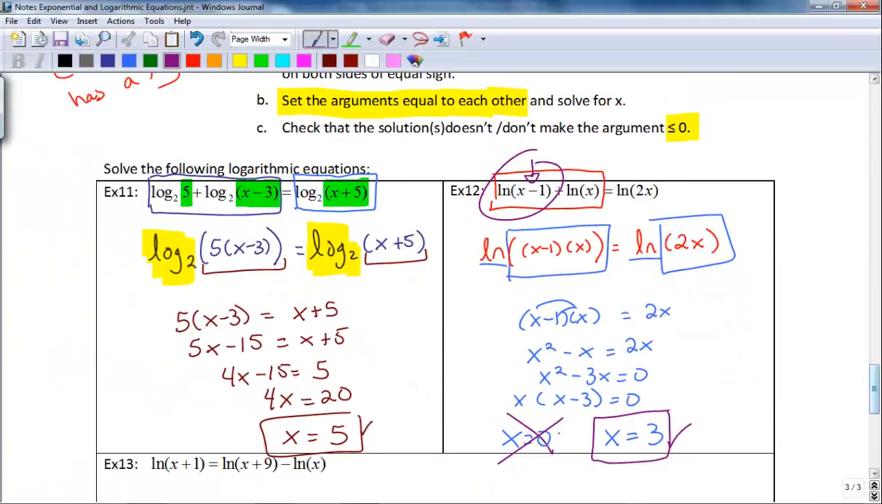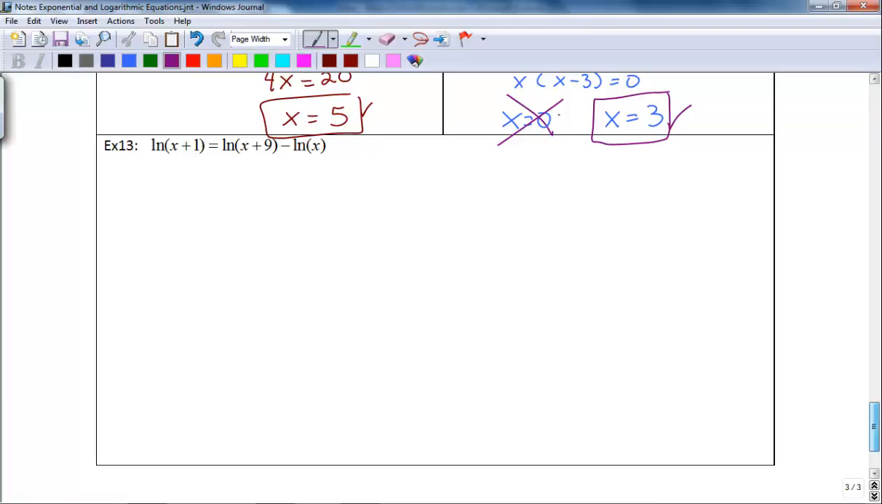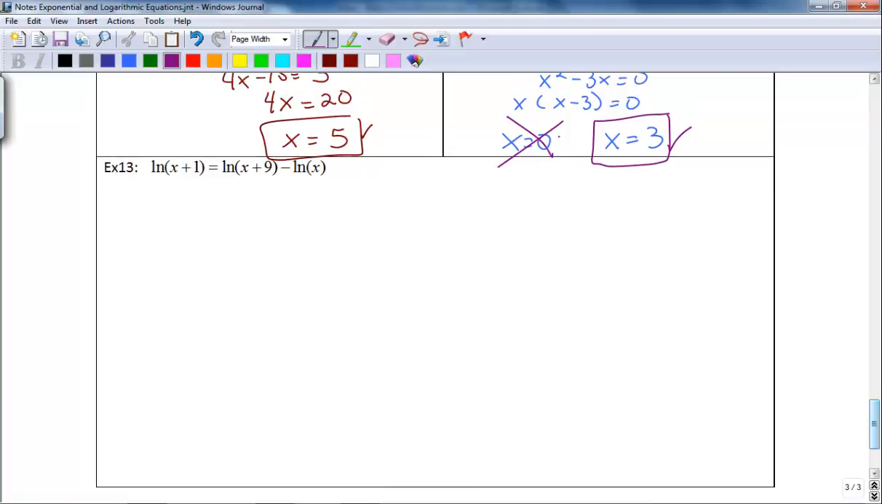All right, let's look at the last example, which is example 13. So example 13, natural log of x plus 1 is equal to the natural log of x plus 9 minus the natural log of x. First thing I need to do is condense down. Well, the left-hand side here is fine, but the right-hand side needs to be condensed.